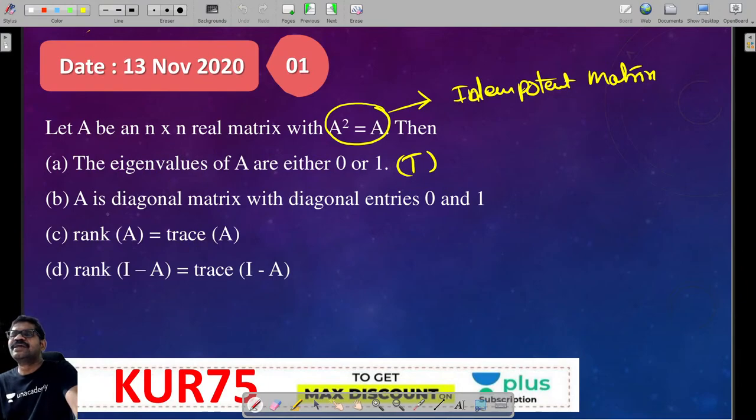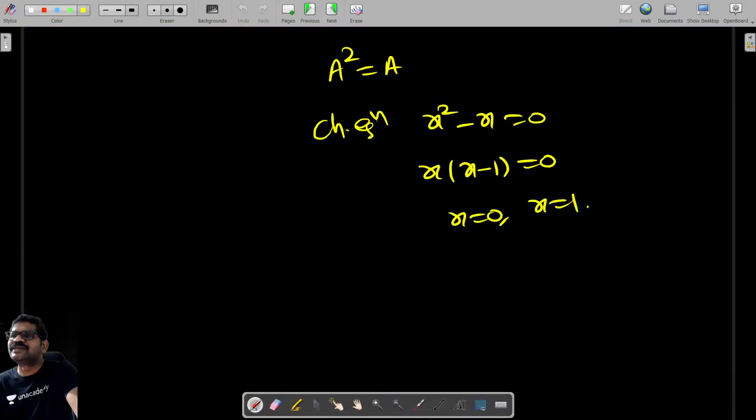Next, A is a diagonal matrix with the diagonal entries 0 and 1. That is incorrect, because even without taking diagonal entries 0 and 1, you can create an idempotent matrix. Observe here. For example, matrix A is 1, 1, 0, 0.